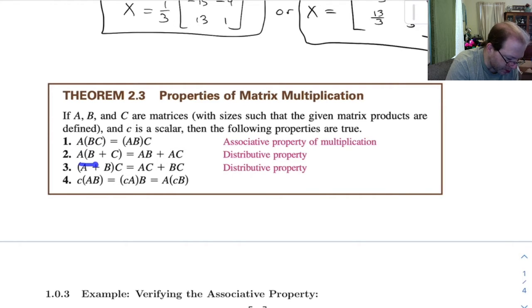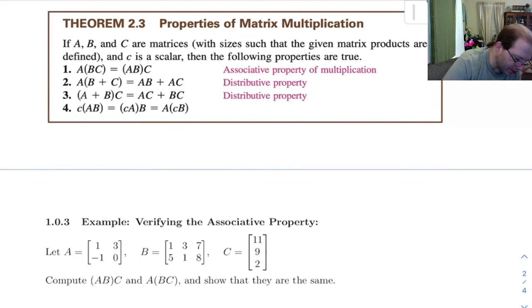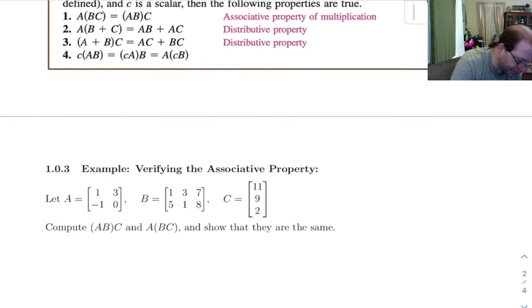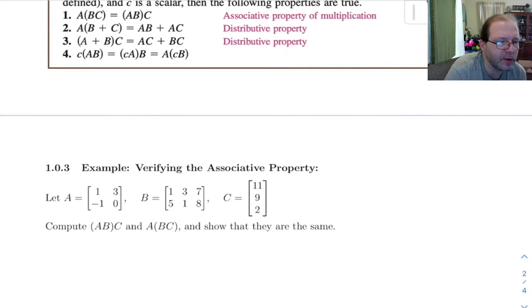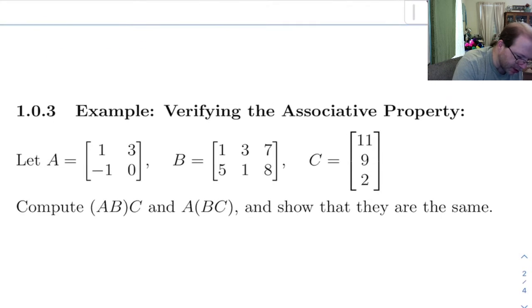Matrix multiplication also distributes across addition, and it also works when the multiplication is done after the addition. So let's look at verifying the associative property. In this example, we've got three matrices. First, let's make sure that we can actually multiply A times B times C.